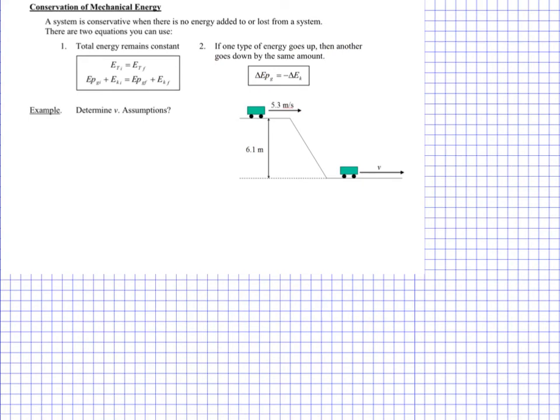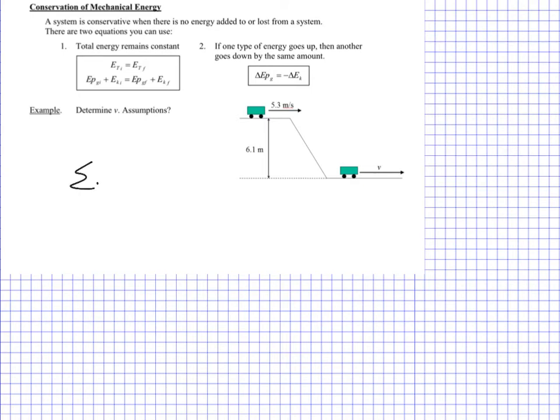Okay, so here we have it. It's sort of a roller coaster question, or a cart rolling down a hill. We're going to be thinking about conservation of mechanical energy. So right away, I want to be writing this out as a bit of a statement. I'm going to put it over here.